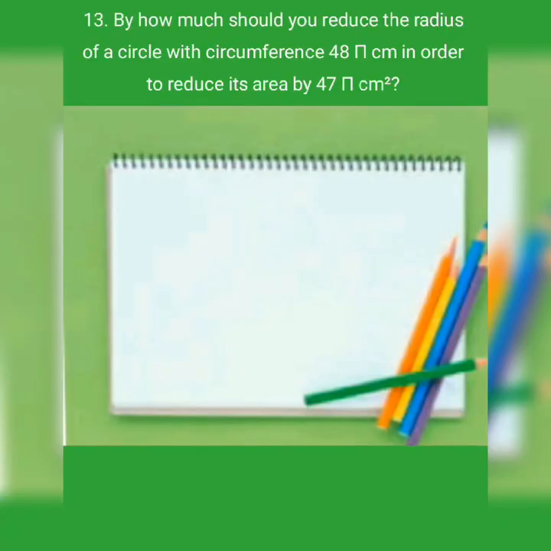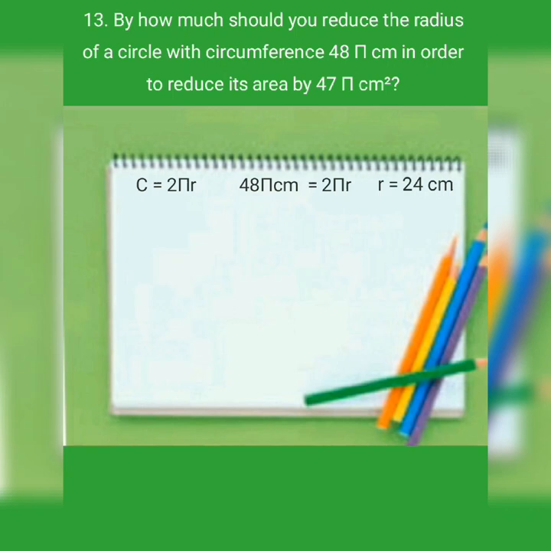By how much should you reduce the radius of a circle with circumference 48 pi centimeters in order to reduce its area by 47 pi square centimeters? First, determine the radius. Since circumference is equal to 2 pi r, the radius is equal to 24 centimeters.